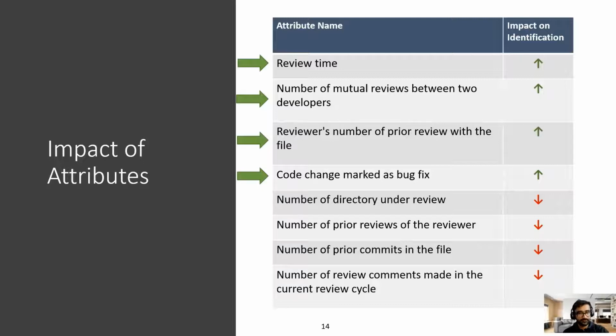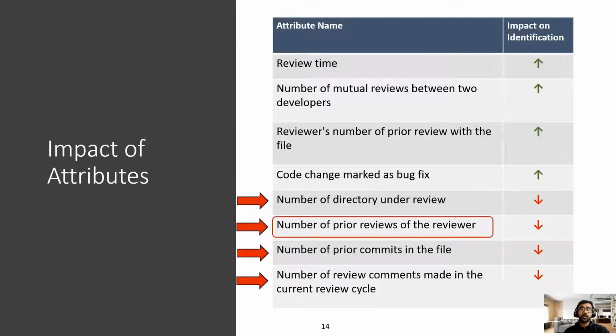during that code review. On the other hand, if the code change under review touches multiple directories, if the source file has higher number of prior commits, or if the number of review comments gets higher during the review cycle, the security defects are more likely to be escaped during that code review. Surprisingly, our results find that the number of prior code review of the reviewer has an inversely proportional relation with the security defects being identified during code reviews.